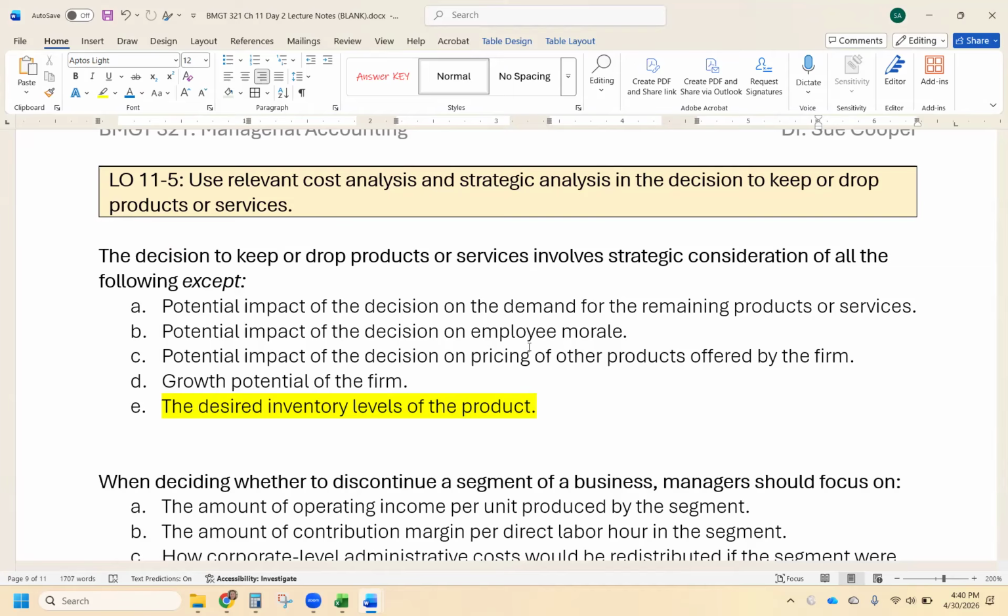Potential impact on the decision on pricing of other products offered by the firm. So if you drop it, then you might have to raise your prices, and that might hurt your sales.